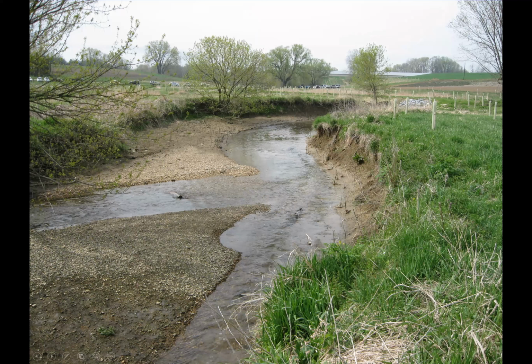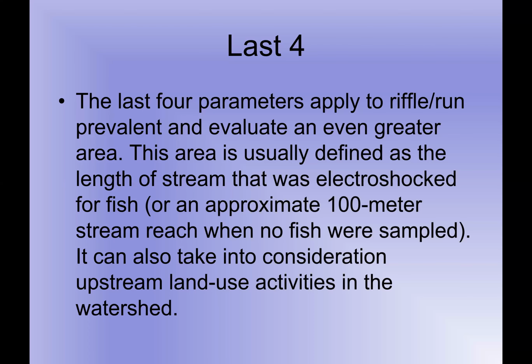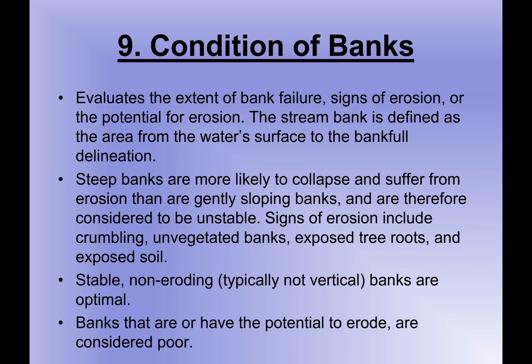So we got through the first 8. Now we're on to the last 4 parameters, which apply to riffle run prevalence and evaluate an even greater area. This area is usually defined as the length of the stream that was maybe electroshocked for fish, and also take into consideration upstream land use activities in the watershed. So you're looking at not only your area, but also upstream and what's happening there.